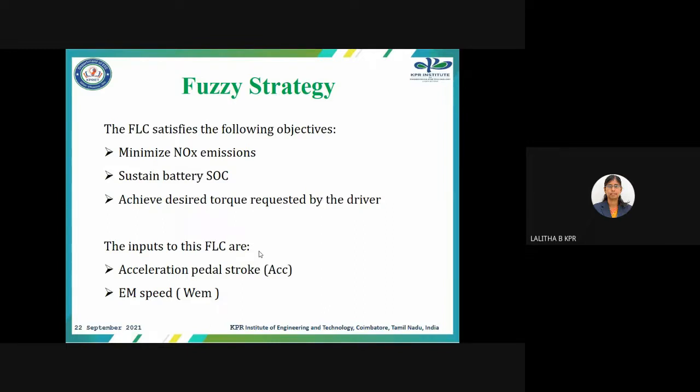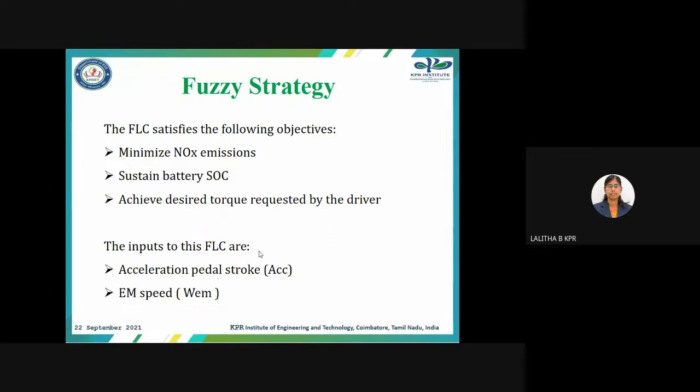Next, we will explain the fuzzy strategy. The fuzzy logic controller aims to minimize NOx emission, sustain the battery state of charge, and achieve the desired torque requested by the driver. So we can consider two inputs to the fuzzy logic controller. One is the acceleration pedal stroke, that is ACC. The other one is the electric motor speed.